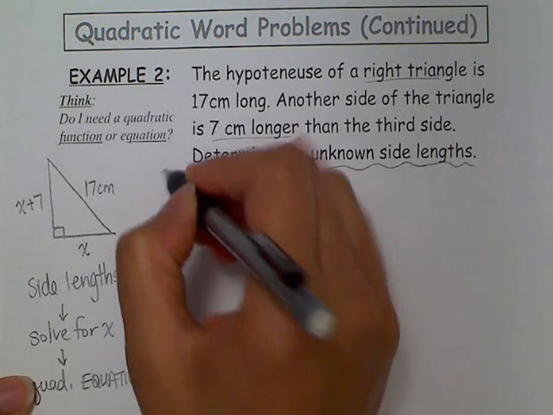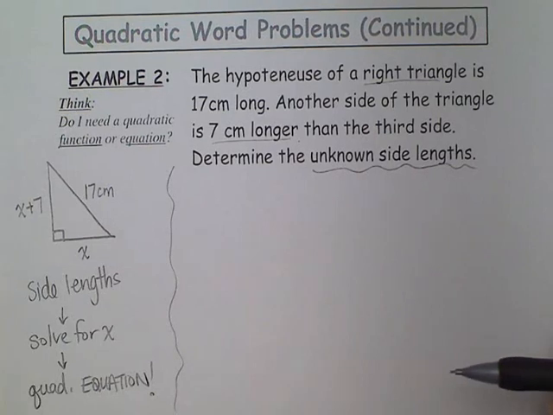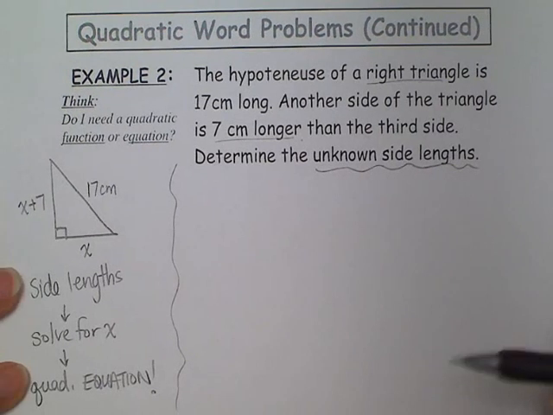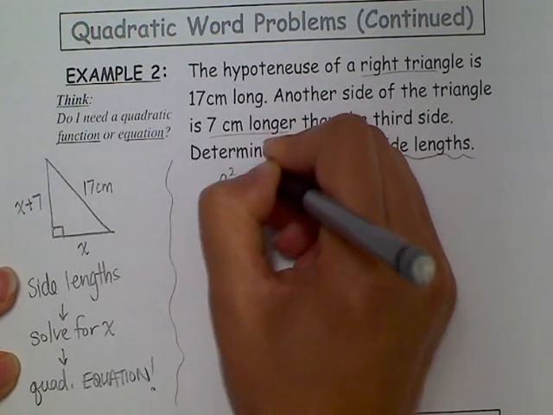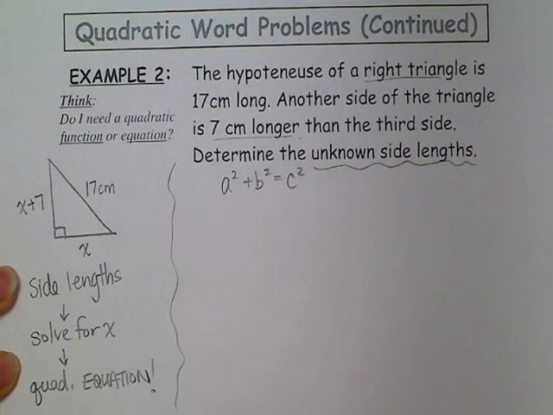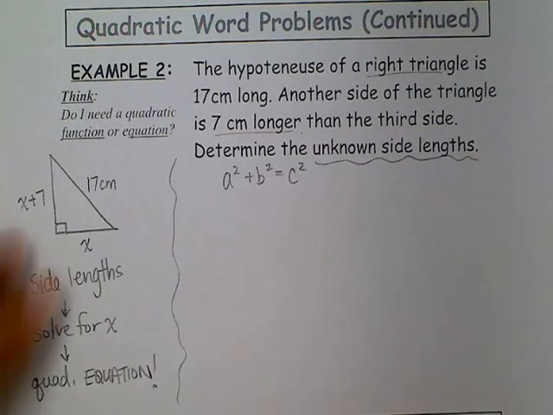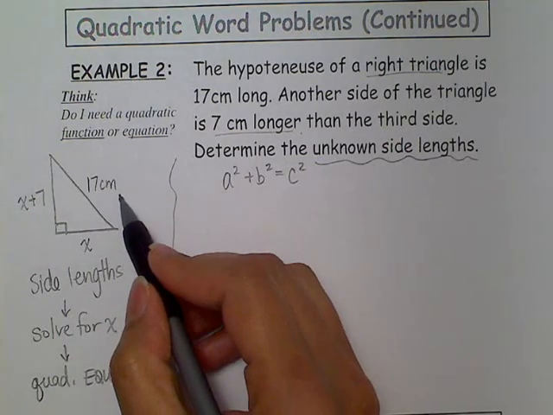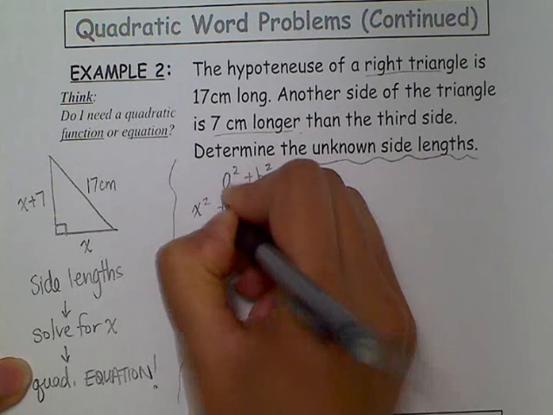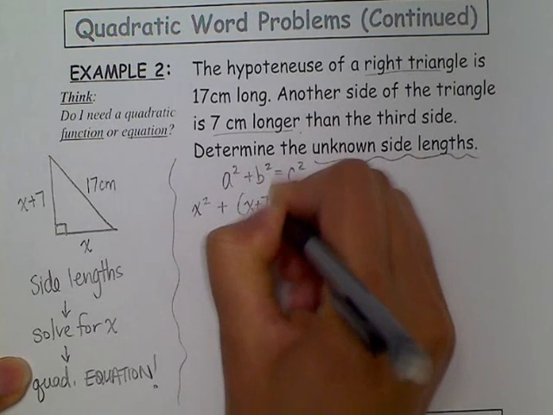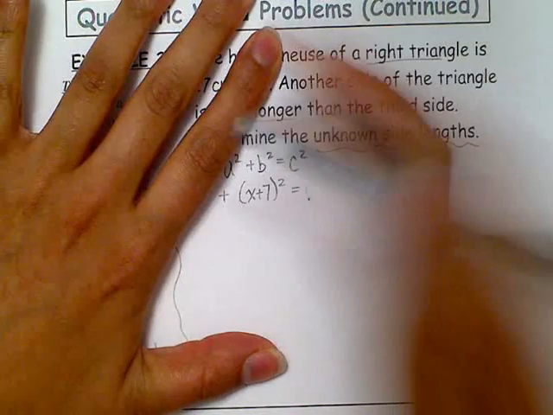So now what I need to think about is a relationship that can actually combine the three side lengths of a right angle triangle. The relationship that I know I can use is Pythagorean theorem. So we have a squared plus b squared equals c squared. And what I'm going to do is substitute in the information I know. It doesn't matter which side represents a and b as long as it's one of the shorter sides. C has to be the longest side, or the hypotenuse in the triangle. So if I substitute in my values, I have x squared plus (x plus 7) squared equals 17 squared.